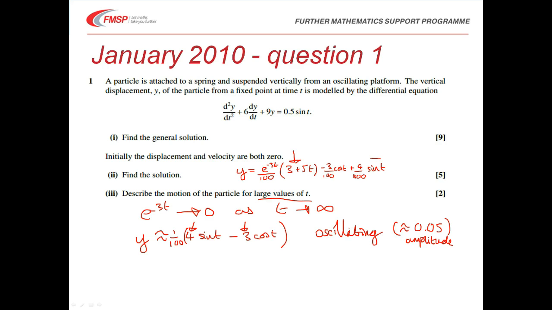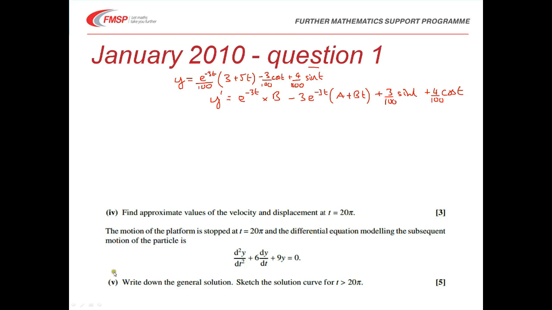Okay, let's keep going. So bearing that in mind, the next question they ask you to tackle is what happens approximately, and really pay attention to this word, when t is 20 pi. Now I've left on the screen the solution that we got, and also the attempt I had at differentiating it, although I've left the a's and b's in there.